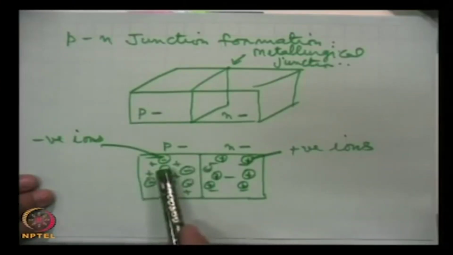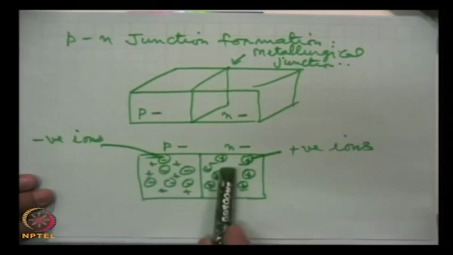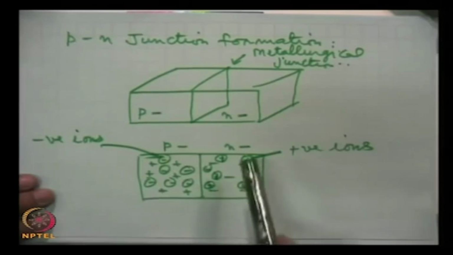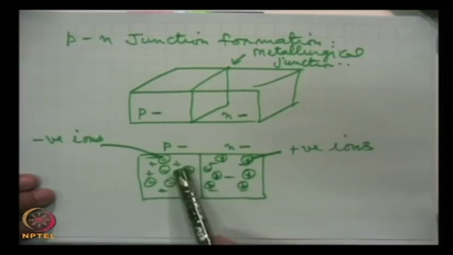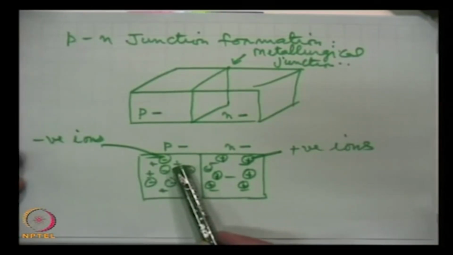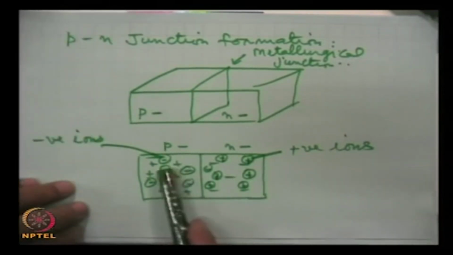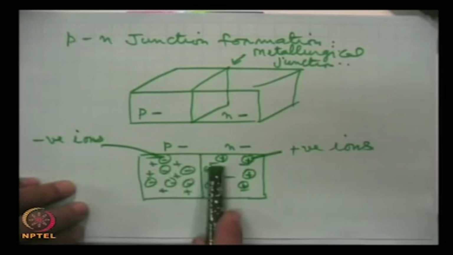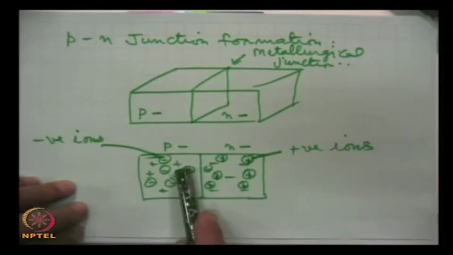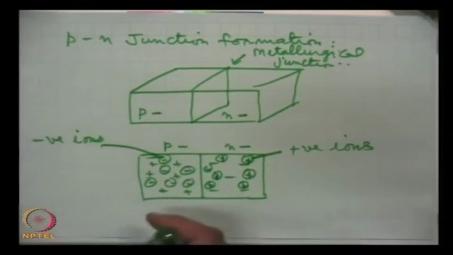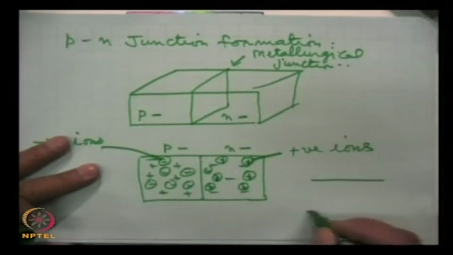Now, when diffusion occurs, diffusion of holes from p side to the n side and diffusion of electrons from n side to p side, this will start as a most natural process. And what will happen when holes diffuse from here and electrons diffuse from here? They both are free. When they meet, they recombine, and in recombination what happens?